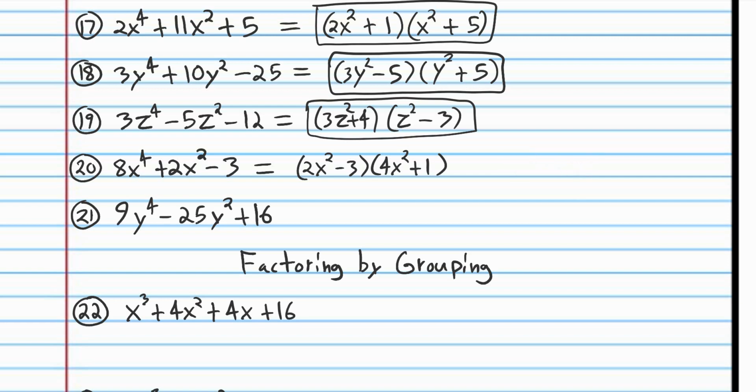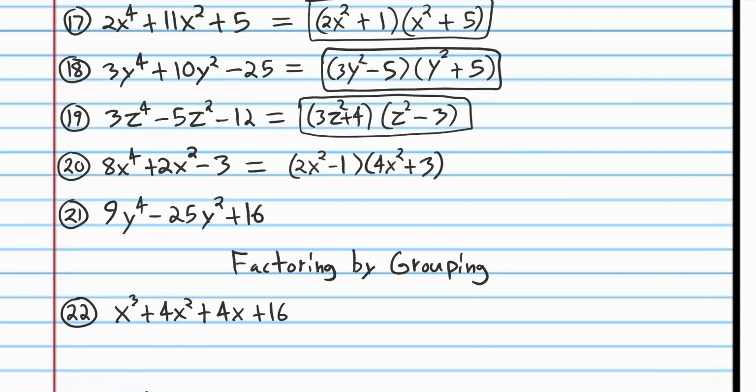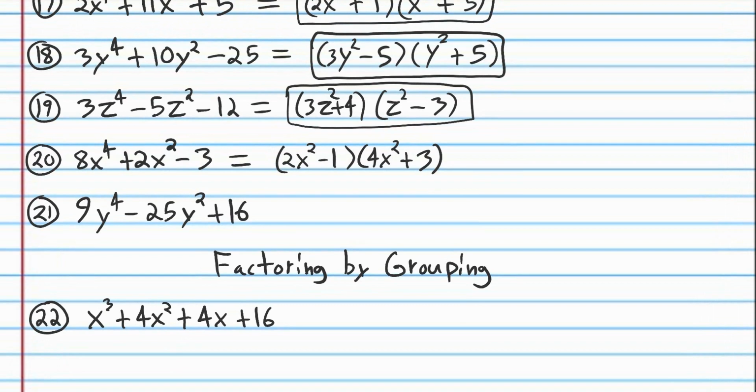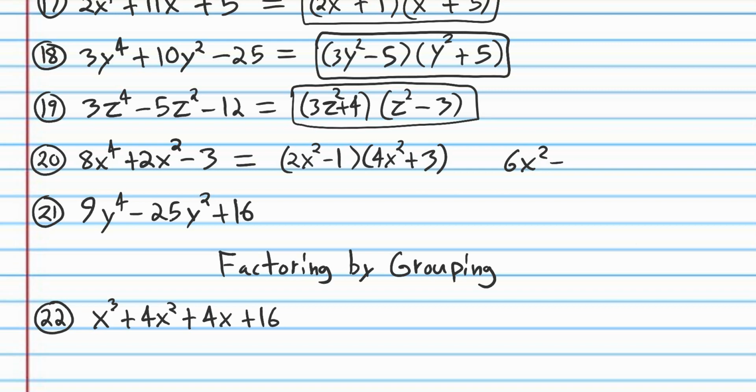So let's try switching the 3 and the 1. So I'll put the 1 here, the 3 here. Let's try that. So outside terms would be 6x squared. Inside terms would be minus 4x squared. And you can see that that gives us 2x squared if we combine those terms, and that's what we're looking for. So now we have the correct factorization. So that was your answer for number 20.